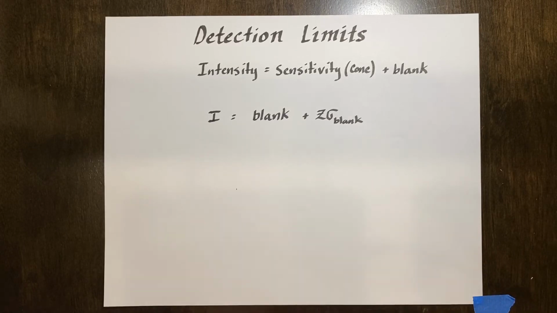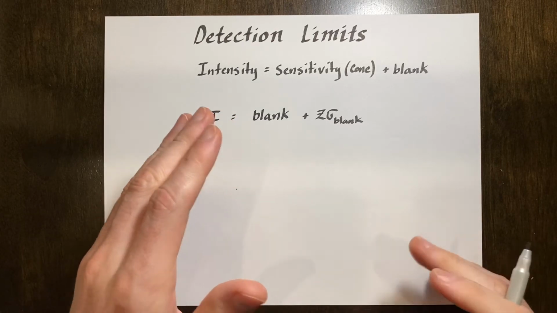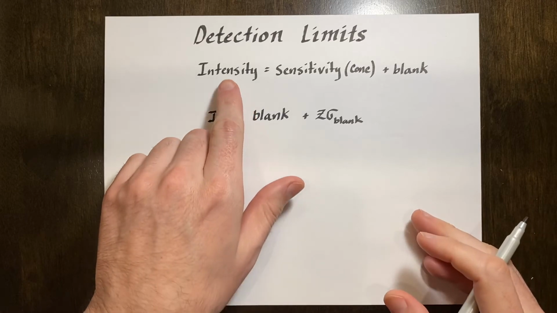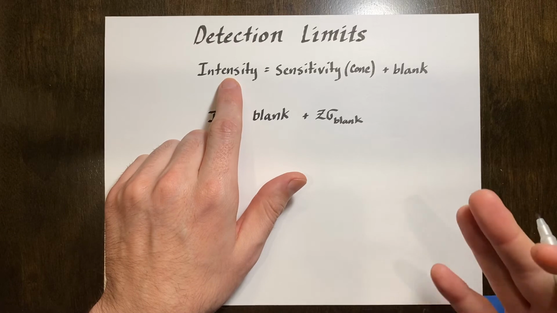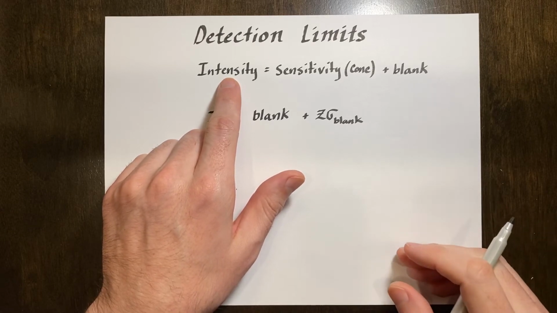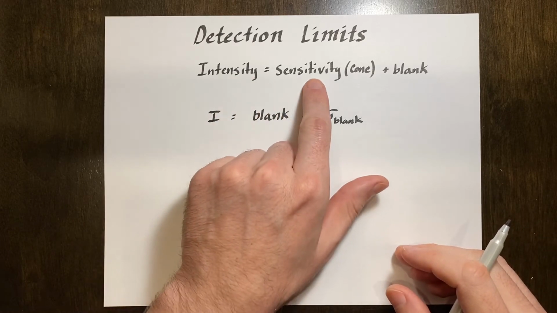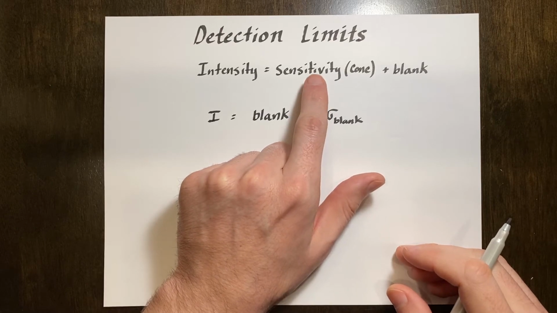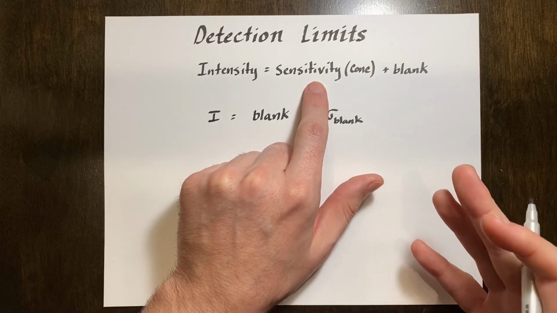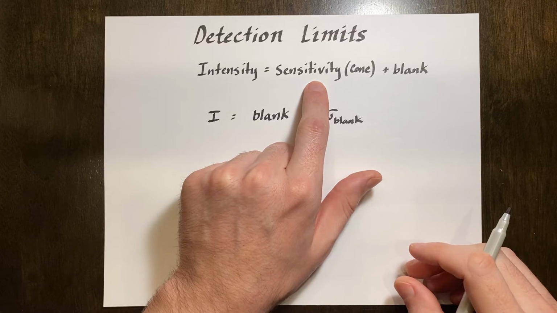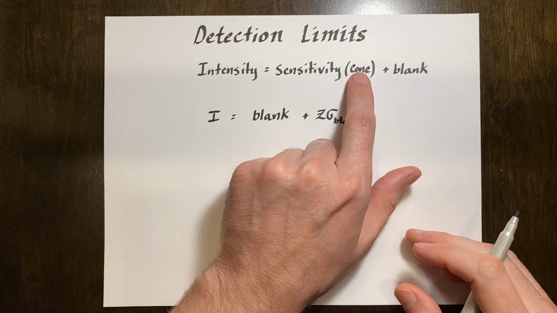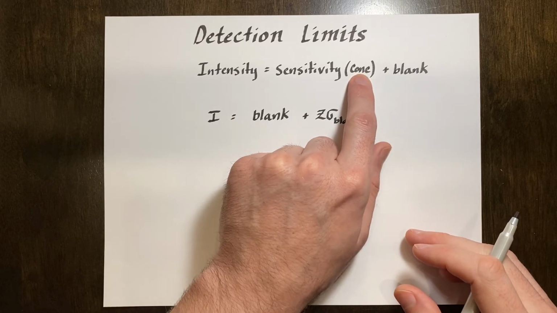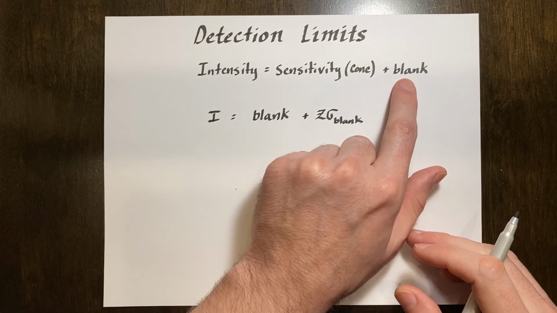And so how would we evaluate our detection limit? Let's look at a typical calibration curve. We're usually looking at something that would give us an intensity, or a signal, sometimes it's called. That would equal our sensitivity, which is the proportionality constant, or the slope of our calibration curve when we plot concentration versus intensity, multiplied by concentration, plus whatever our blank is measuring.